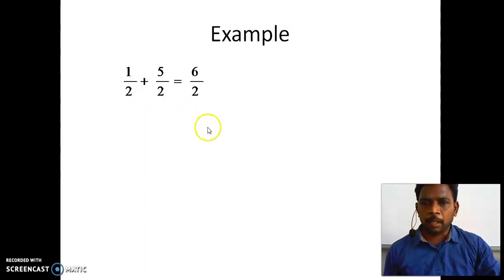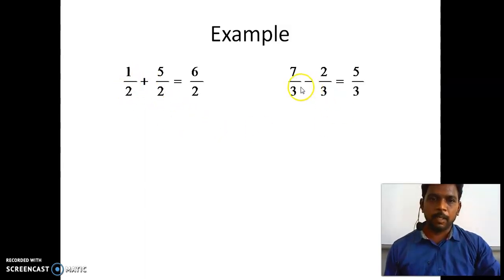Now we are going to check with another operation, that is minus. Look at 7 by 3. Is it a rational number or not? Yes, a rational number. What about 2 by 3? That is also a rational number. If you subtract these two rational numbers, our result will be a rational number, that is 5 by 3. Is it a rational number or not? Yes, 5 by 3 is a rational number only, because 5 is an integer, 3 is an integer, and 3 is not equal to 0. Therefore, it satisfies the definition of a rational number. So if you subtract any two rational numbers, the result is also a rational number.